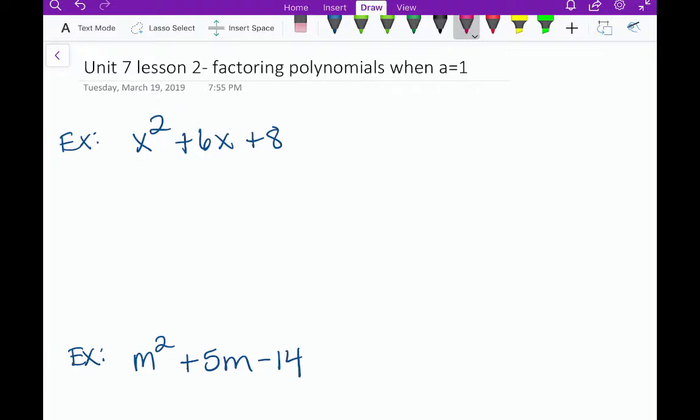This is the video for Algebra Unit 7, Lesson 2. We're going to be factoring polynomials when a equals 1. Now, what do I mean a equals 1?